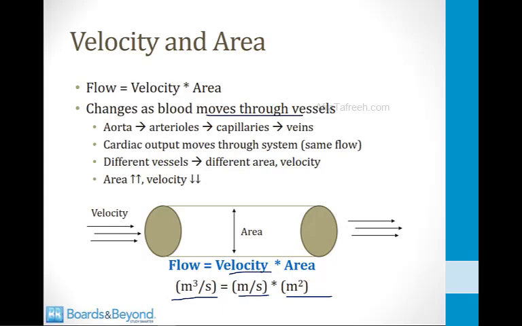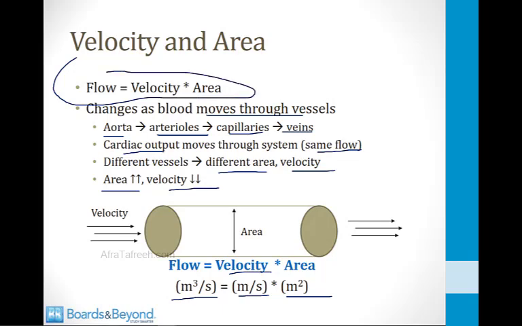So the entire cardiac output has to move through the aorta and all the arterioles and all the capillaries and all the veins. All of these systems have the same flow rate, in other words, the same volumetric flow rate of the cardiac output. But the different types of vessels have different areas and therefore different velocities. And anytime the area for flow goes up, the velocity must go down according to this equation.